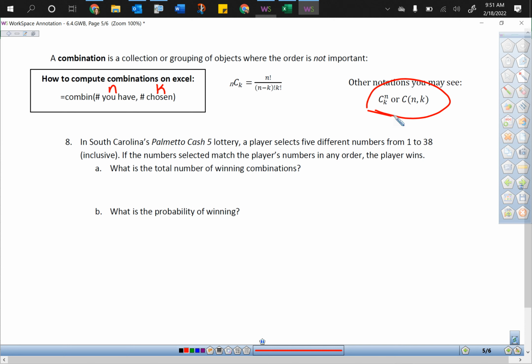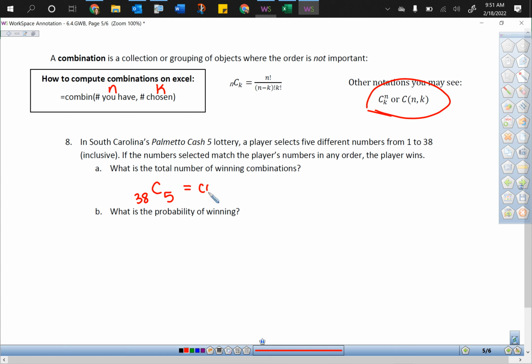So on number 8, in South Carolina's Palmetto Cash 5 lottery, a player selects 5 different numbers from 1 to 38. Inclusive means we include 1 and 38. If the numbers selected match the player's numbers in any order, the player wins. So what is the total number of winning combinations? So we're going to have 38 choose 5. There are 38 options and we only have to choose 5 of them. Order does not matter.